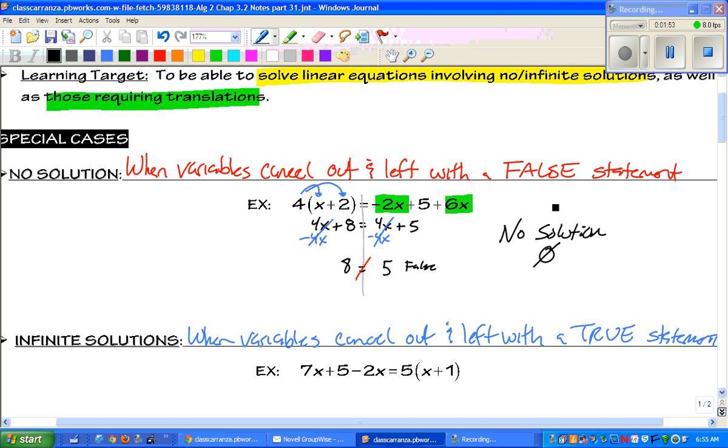And no solution has a special symbol, which is a 0 with a line crossed out through it. The symbol looks just like that. So the key thing is when the variables cancel out, that's a false statement. Your answer is not false. Your answer is no solution.